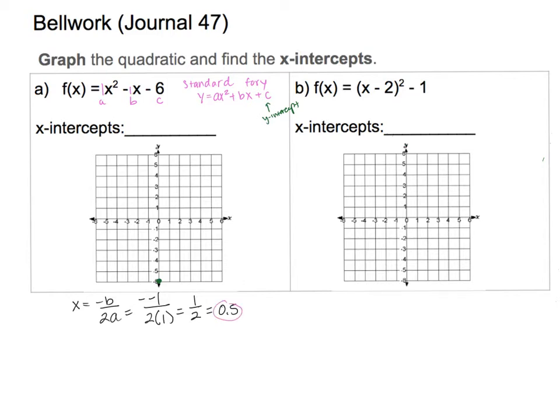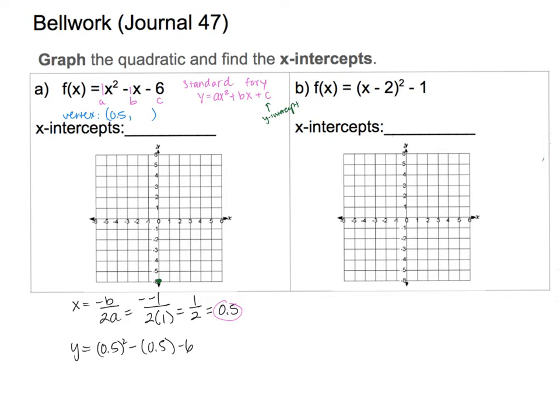So that piece is our vertex. If I were to keep track of this, my vertex x value is 0.5. Now I need to find the y value. To do that, I'm going to grab this number, plug it into the equation, and see what I get. So this is going to be y equals 0.5 squared minus 0.5 minus 6. All I did was take this x value and plug it into the equation. Now I'm about to work it out.